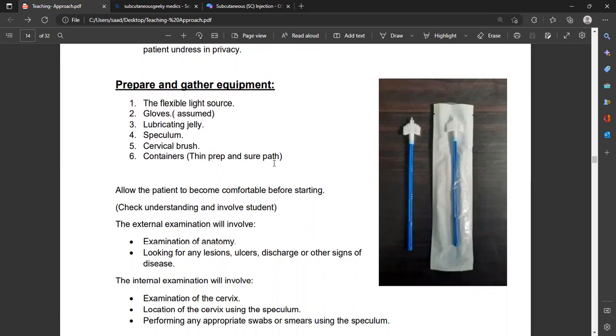Again, gather your equipment. Assume you are gloved. It would be written there on the wall that you are gloved, you have washed hands, and the apron has been worn. So there will be no apron, no gloves.